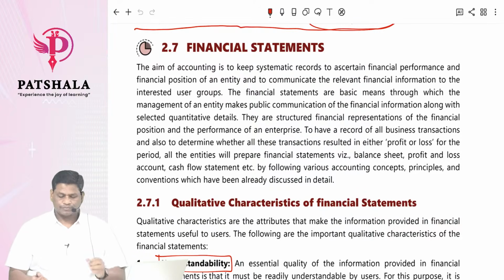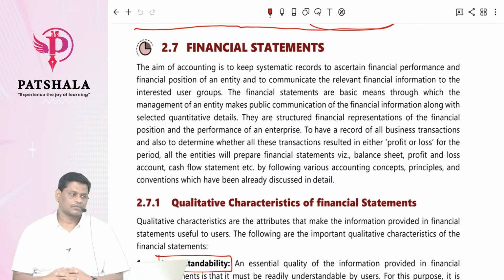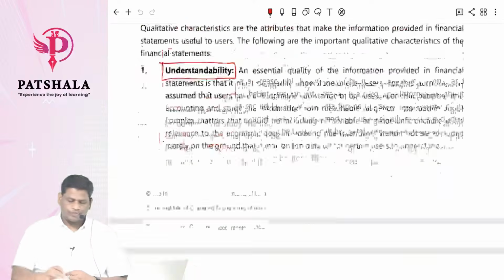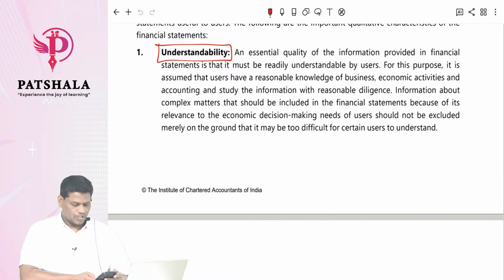When financial statements are prepared by following the accounting principles, they are inbuilt with some qualitative characteristics. Now, write down one by one. First one, understandability.